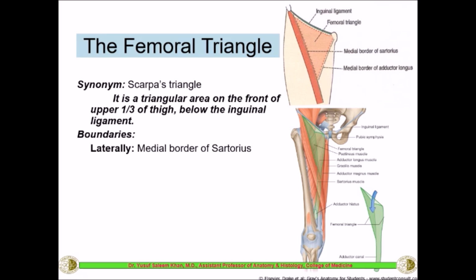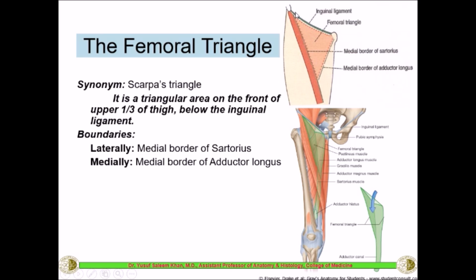Whenever it is a triangle, there should be three boundaries. So what are the boundaries here? Laterally, we have the medial border of the Sartorius. We have studied the Sartorius. This is one of the muscles of the anterior compartment of the thigh. This Sartorius muscle has a lateral border and a medial border. So the medial border of the Sartorius will form the lateral boundary. Similarly, medially, there will be a muscle called the adductor longus. In this picture it has not been shown, but here you can see this is the adductor longus muscle. So the medial border of the adductor longus, not the lateral border, will form the medial boundary.